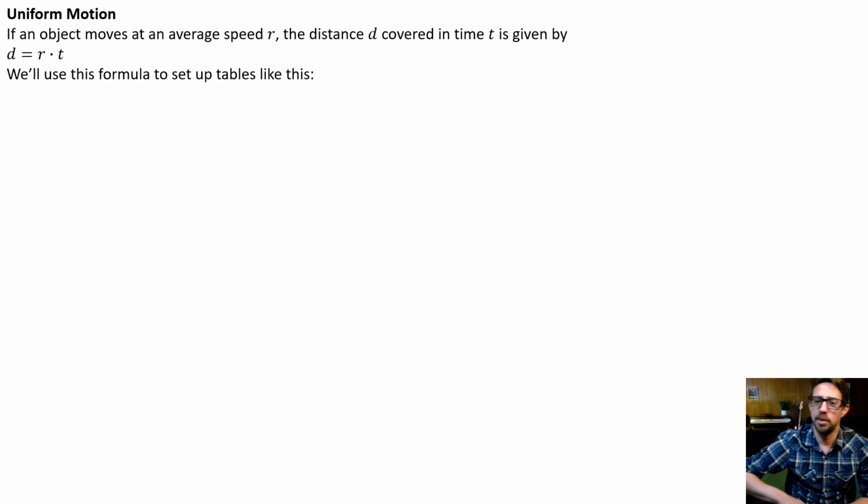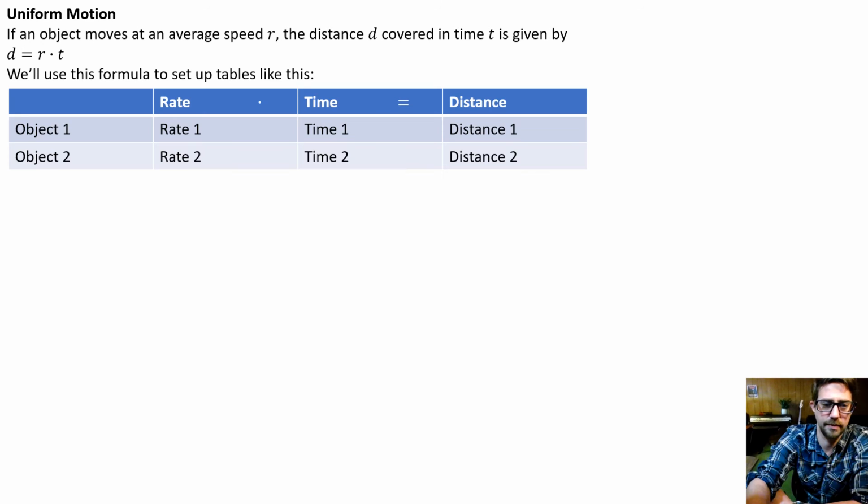So we're going to use this formula to make a table that looks like this. Okay, so get this table down. We have 2 different objects. Those objects could be bikes or cars or people or particles or whatever. Object 1 is going at a certain rate. It's going to do that for a certain time, which means when you multiply those two things together, that's going to give you the distance that object 1 traveled. Object 2 is going to be going at some different rate for some different amount of time, or maybe the same, and that's going to tell you the distance that object 2 travels. A lot of times, if you set up a table like this, it's very helpful. Okay, so let's just do an example.